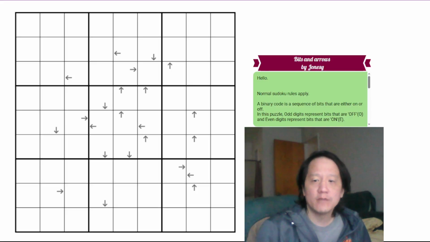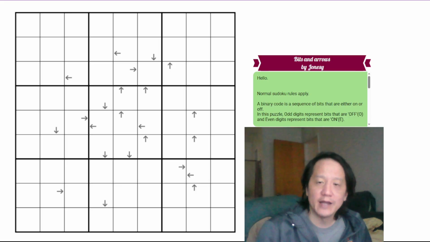Hello everyone, I'm Frank and welcome to Frank Puzzles, and this is today's easy level puzzle. And take that easiness with a grain of salt because it's considered easy by the people on the Logic Masters Germany forum, and there's a lot of really smart people there. Today's puzzle is called Bits and Arrows by Jonesy, and here are the rules.